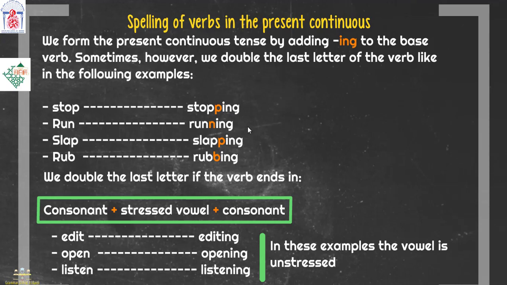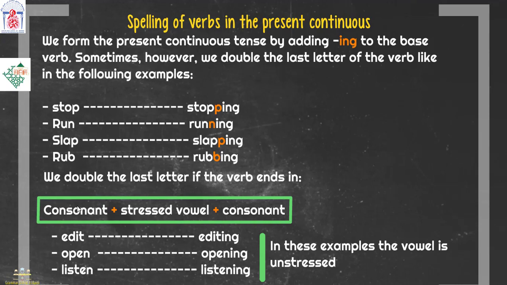Run, running. We double the N. Here we double the P, and here we double the N. Slap, slapping. Here again we double the P. Rub, rubbing. So here we double the B. Now, we double the last letter if the verb ends in... Please remember this, and you have to again stop the video and probably take note of this note here.